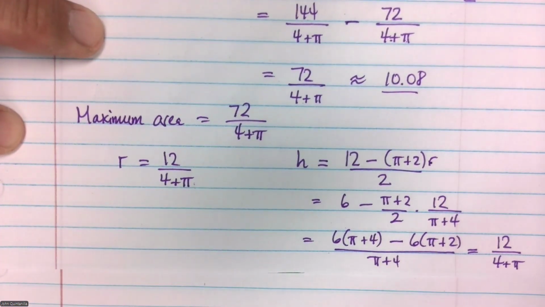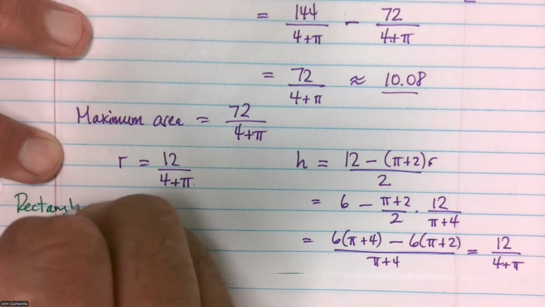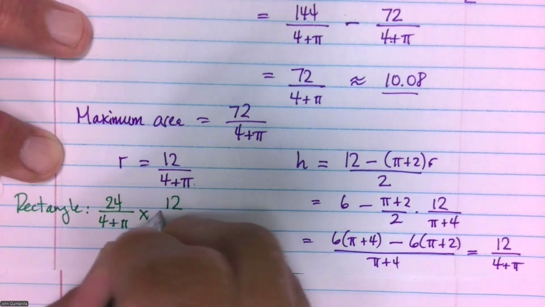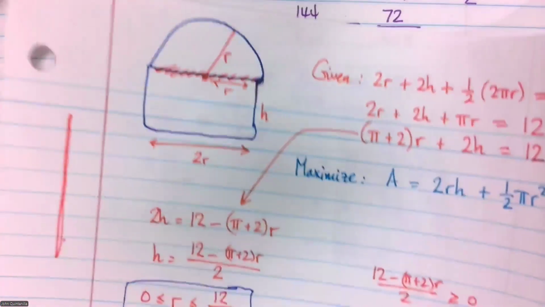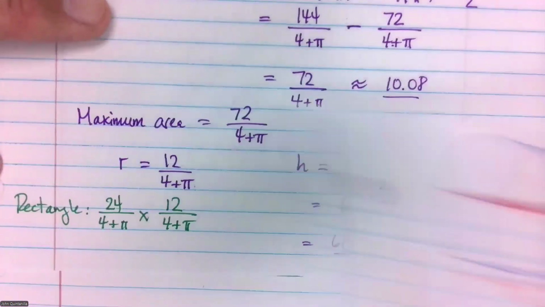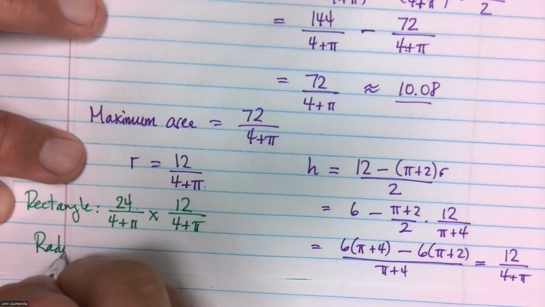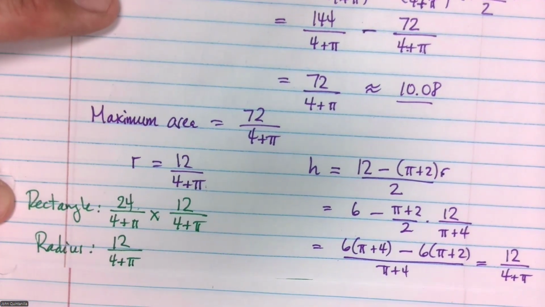Okay, so what are the dimensions? The rectangle will have dimensions 24 over 4 plus pi by 12 over 4 plus pi. It's 24 because when I go back to my original picture, the length of the rectangle here is 2r. And so I need to double the radius to find the length of the rectangle. And the radius of the semicircle is going to be 12 over 4 plus pi. And so those would be the dimensions of the shape that would maximize the area if the perimeter is given to be 12.